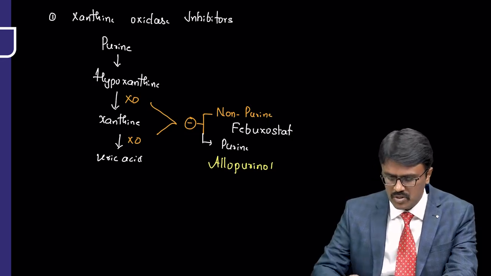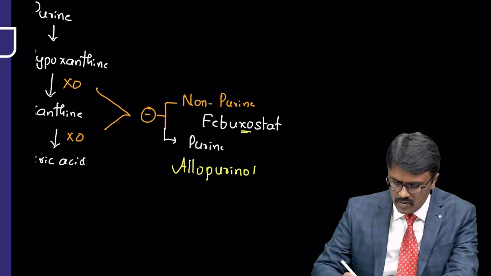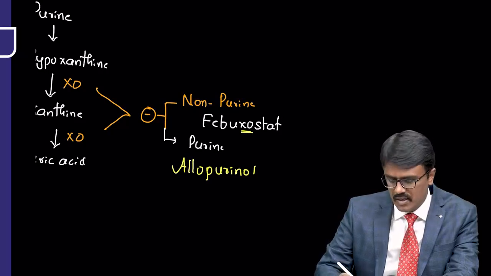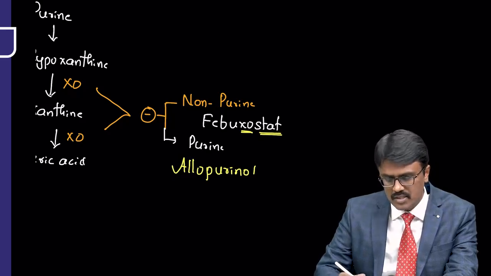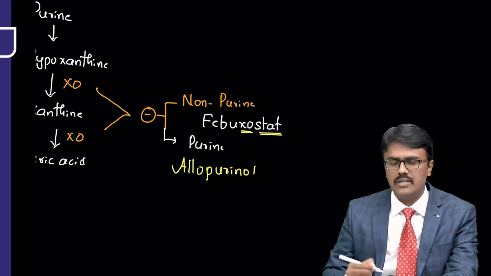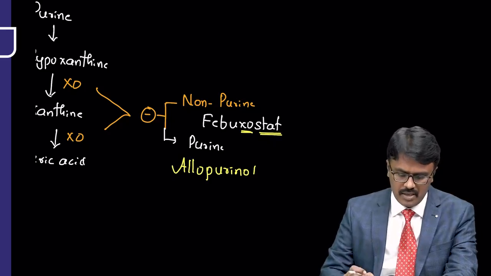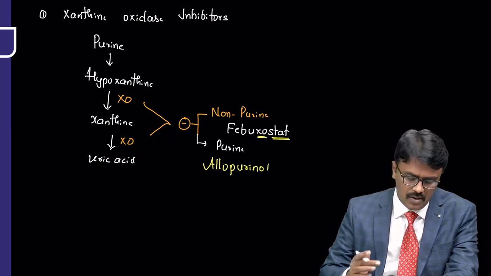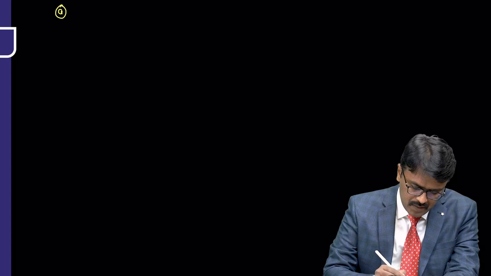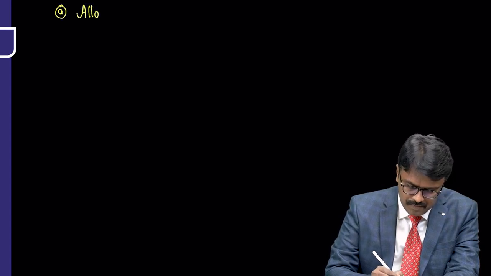You read the name of febuxostat. XO stands for xanthine oxidase. Usually the drugs which end with stat, they inhibit the enzyme. So what enzyme does it inhibit? Xanthine oxidase. So this is the mechanism of action of xanthine oxidase inhibitor. I will take up first allopurinol in this.